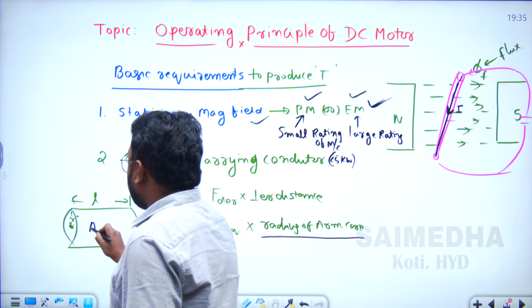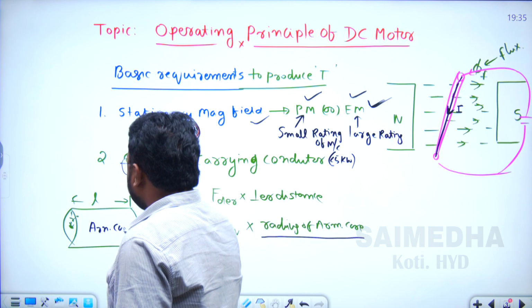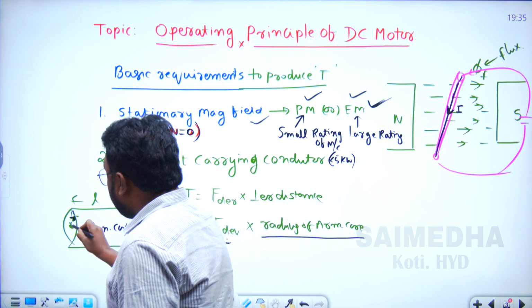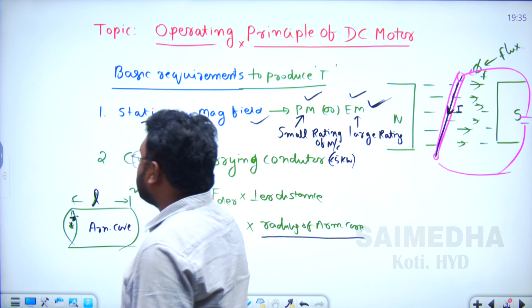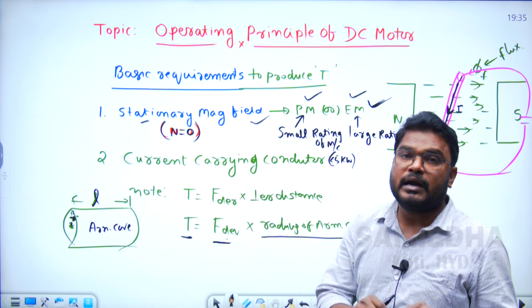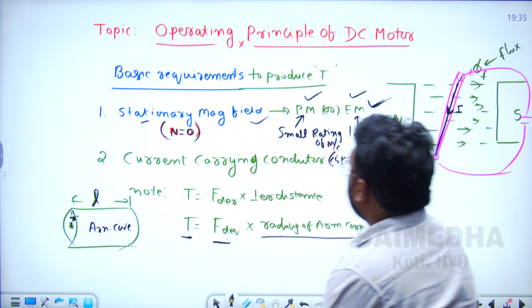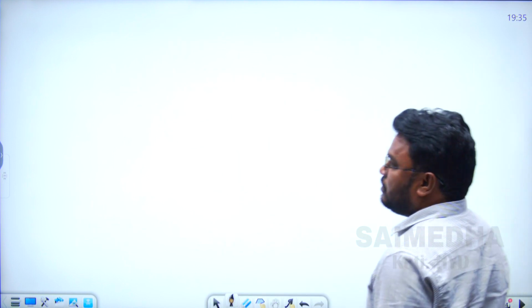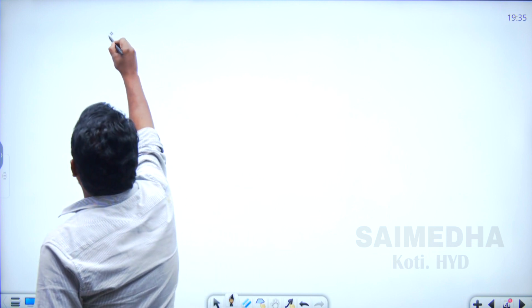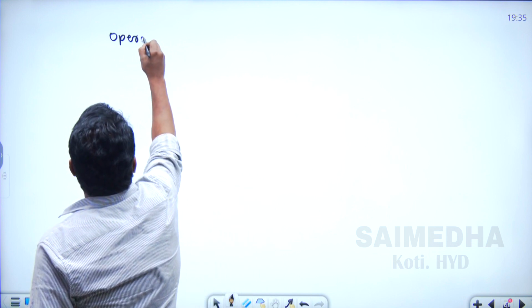So this armature core is a cylindrical structure, so this is called the radius, and this is the axial length of the conductor, or axial length of the armature core. Okay, got it? So now what is the operating principle? What is the operating principle of the DC motor?